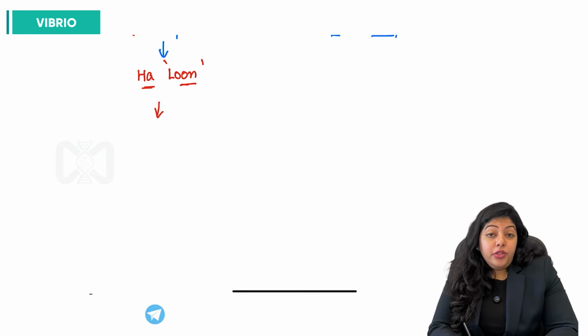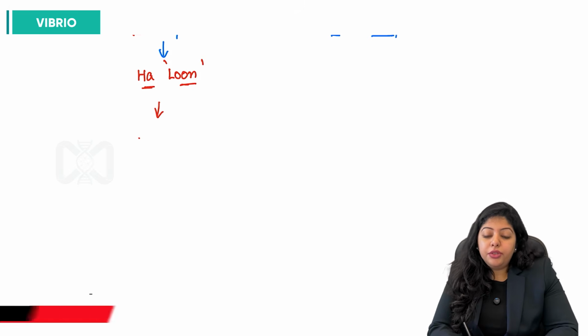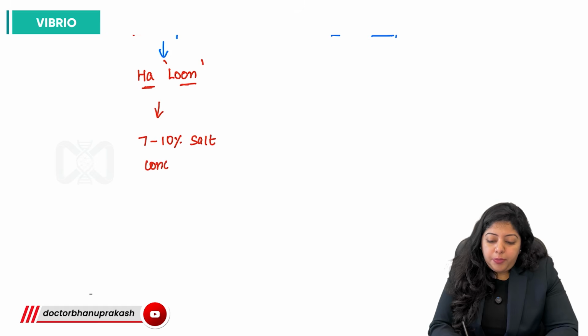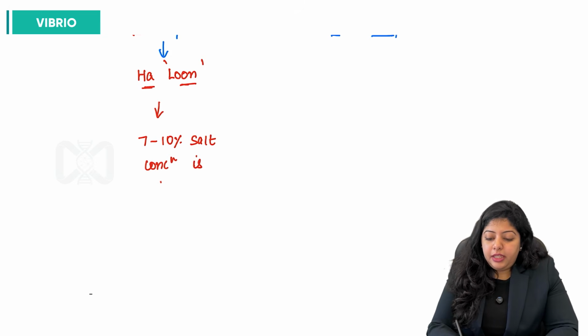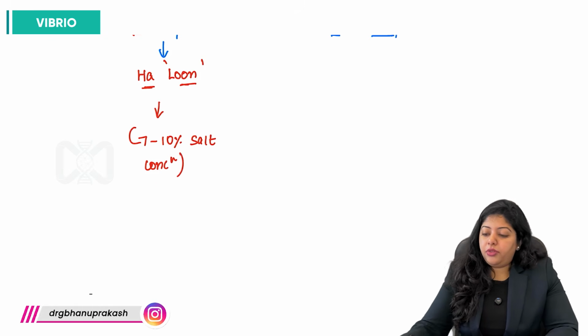So salt is an utmost necessity for these Vibrios. The concentration of salt required for the growth of these bacteria is about 7 to 10%, which is optimum. They can tolerate as well as grow at this salt concentration, right?